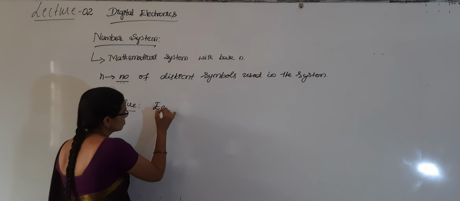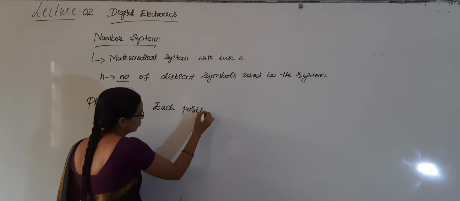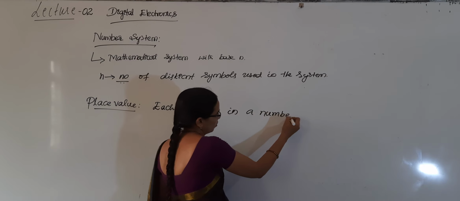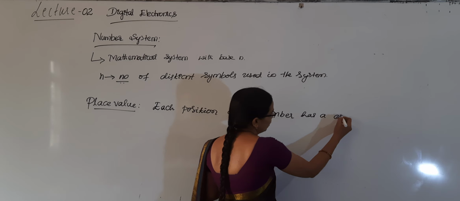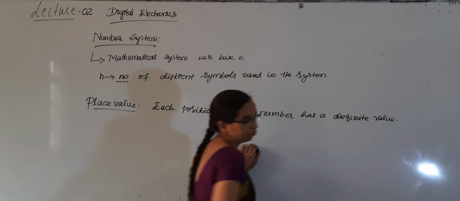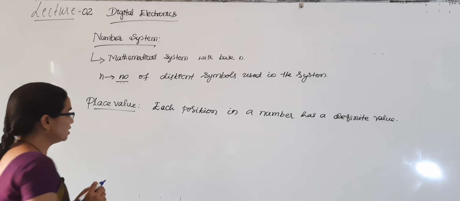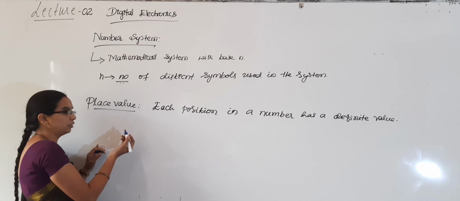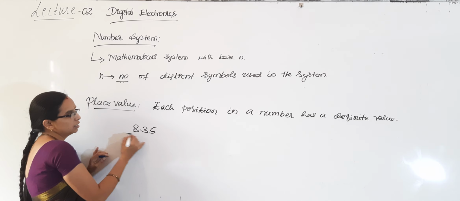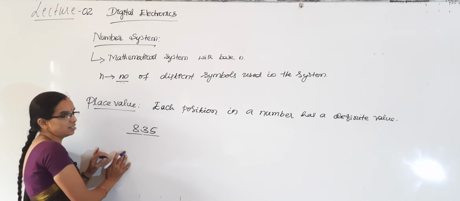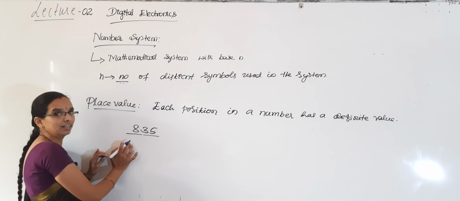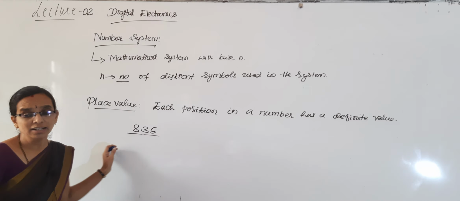Each position in a number has a definite value, that is called place value. For example, in the decimal number system, 83835 is the number. What is the place value of 3? 30, right? 10, or you need 10, 100, however you read it.